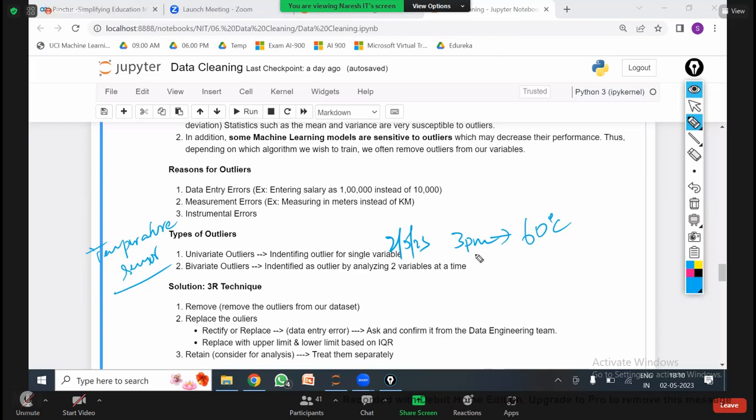Okay, how am I going to rectify this instrumentation error in this case? I'm just going to check what the temperature was at 2 p.m. and at 4 p.m., and based on these two, I'm going to take the average and fill it in. Right? This all depends upon the situation and the project. So here we have the data entry mistakes, measurement and instrumentation errors, and based on that, we are going to work.